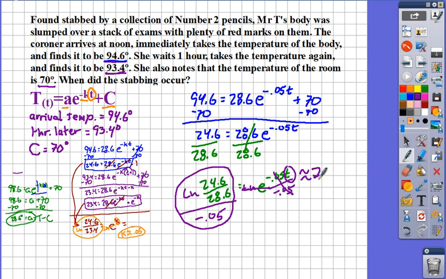positive about 3. So if t is 3, that means it would have been 3 hours prior. What time did they start all this? The coroner arrived at noon. So 12 minus the 3 hours brings us to 9 a.m. So approximately at 9 a.m. is when that occurred. So that's how they do that. They reverse the law of cooling.